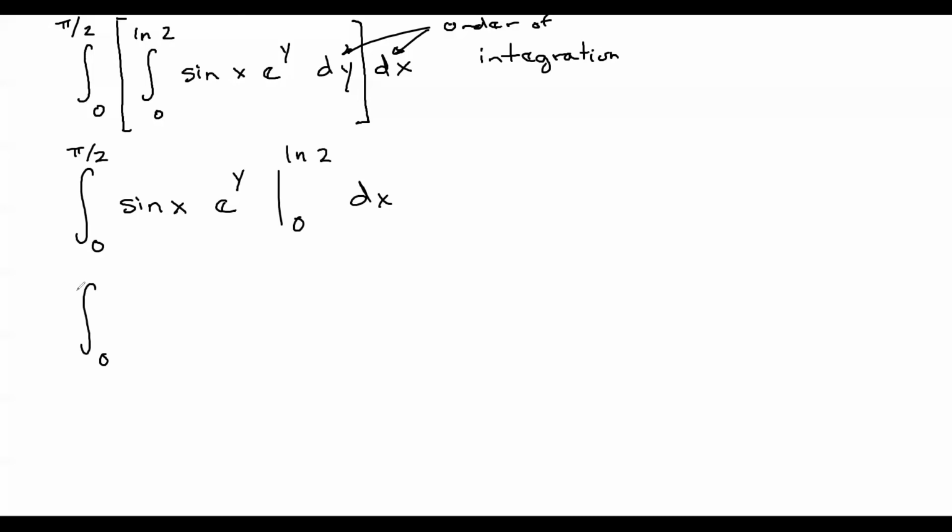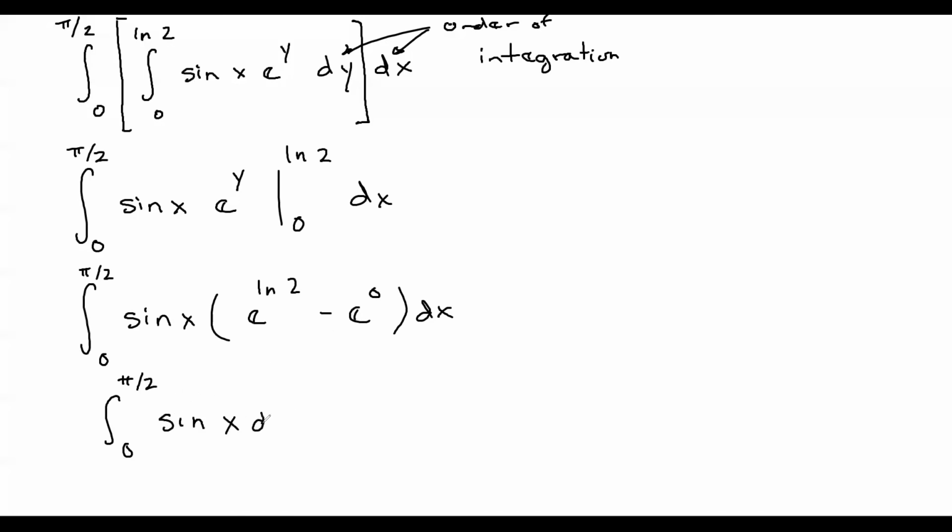You get the integral from 0 to pi over 2 of sine x times e to the natural log 2 minus e to the 0 dx. So e to the natural log 2 is going to be 2, and e to the 0 is going to be 1. So this is just 2 minus 1, and 2 minus 1, of course, is just 1. So we can just get rid of all that.